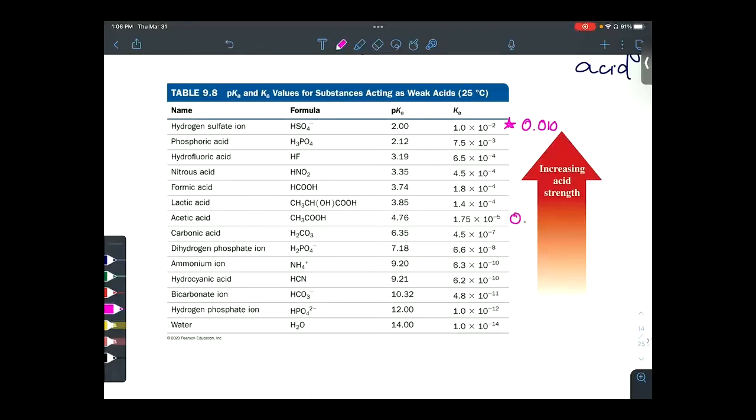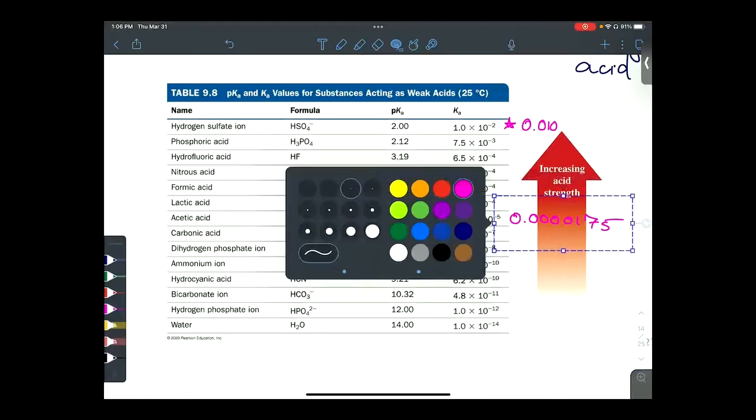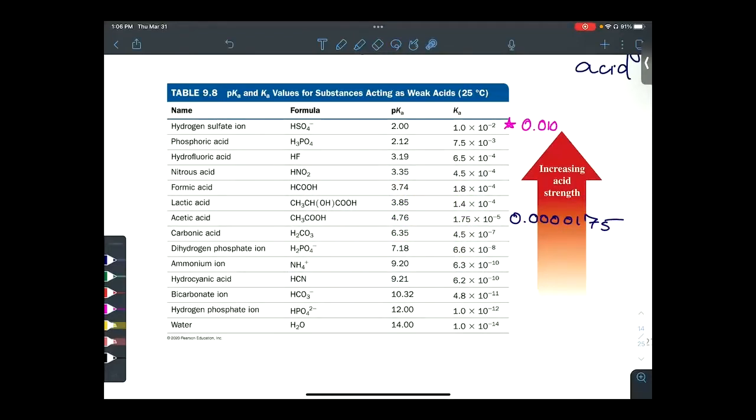So that number would be 0 and then a bunch of zeros. So 4 zeros, 1, 7, 5. You probably can't see that, so let me change that color to something else. There we go. So you can see that for hydrogen sulfate ion, based upon this chart, it has the larger Ka value, because the exponent on the scientific notation is a smaller negative number, so there's fewer zeros in the number. These are all really small numbers, but that K value is larger than, let's say, acetic acid, which is a weaker acid.